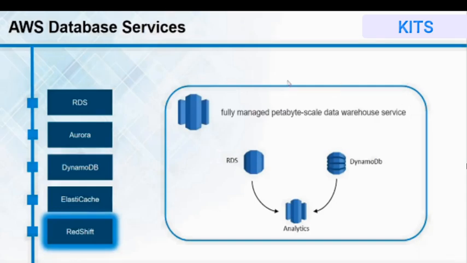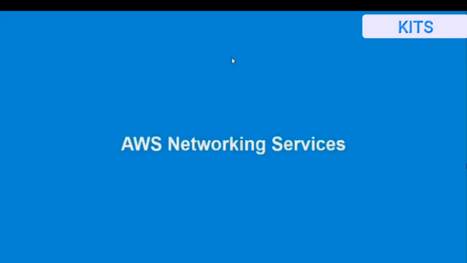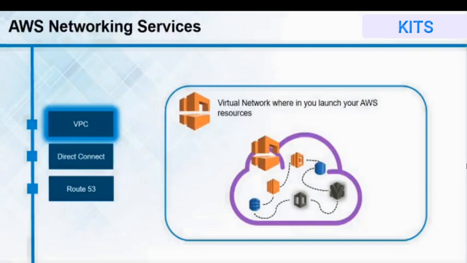All right, guys, let's move on to our next domain. So our next domain is the networking domain. So let's see what all services are offered by the networking domain. So the networking domain basically offers 3 kinds of services: the VPC, Direct Connect, and Route 53. Let's discuss each one of them.